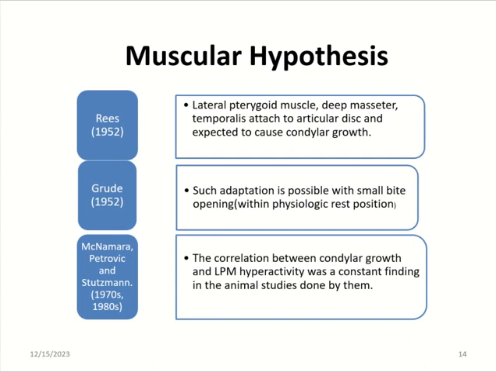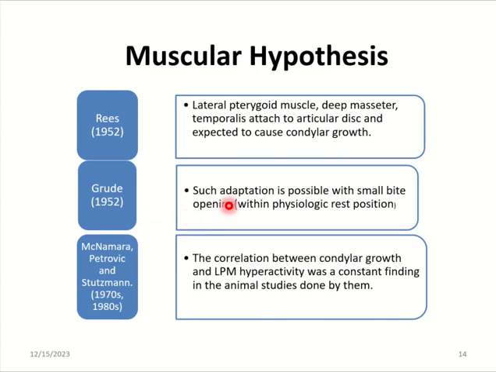muscular functional component will always have an important influence on mandibular growth, both naturally and also when it is influenced by an appliance that you are giving to the patient. So Rees in 1952 said that the lateral pterygoid muscle, the deep masseteric muscle, and temporalis muscles, which are attached to the articular disc, because you're giving a new position to the mandible, there is a stretch in these muscles. So because of that, there is a causative condylar growth at that point.